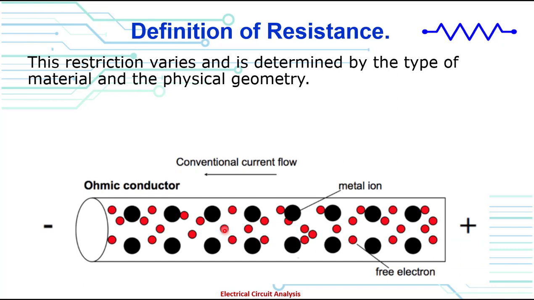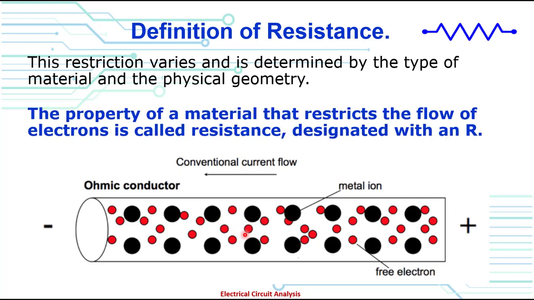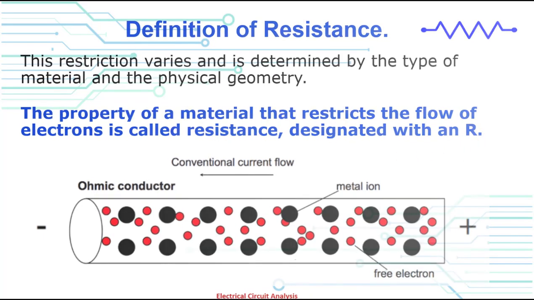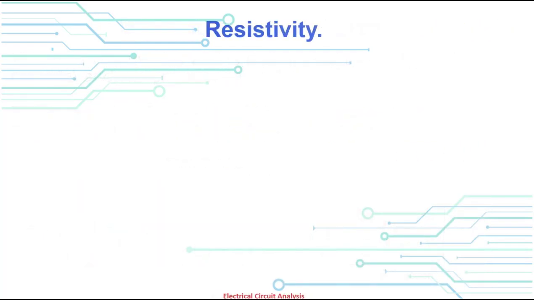This restriction in the flow of electrons depends on the type of material and the physical geometry or the physical size of the material. The property of a material that restricts the flow of electrons is called resistance, and it is designated with the symbol R. So resistance depends on the property of the material and the geometry of the conducting material.